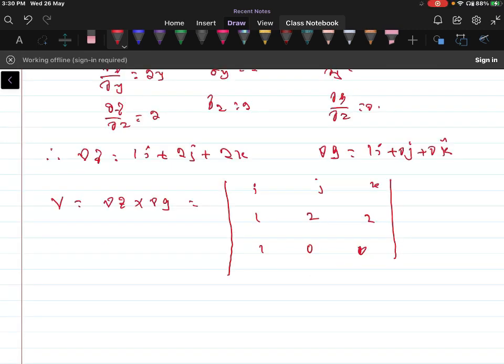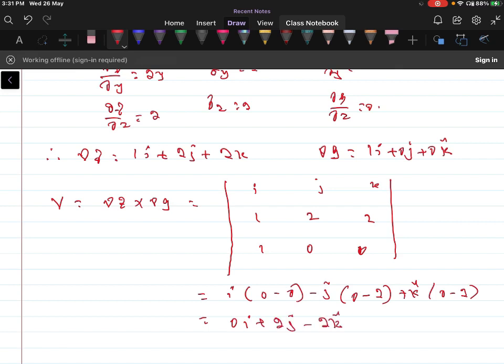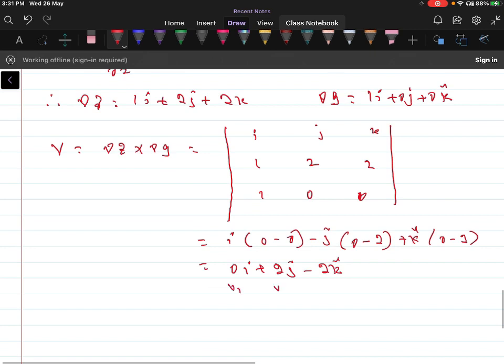So this is equal to i cap into 2 into 0 minus 0 into 2, minus j cap into 1 into 0 minus 1 into 2, plus k cap into 1 into 0 minus 1 into 2. So 0 into i cap plus 2 into j cap minus 2 into k cap. So v1 is 0, v2 is 2 and v3 is minus 2.